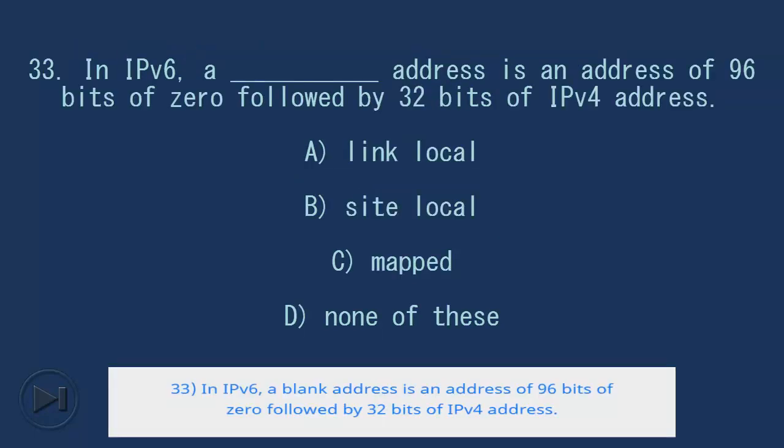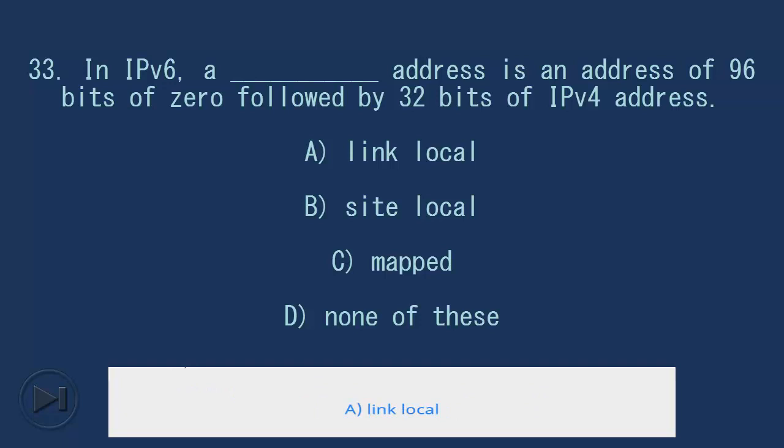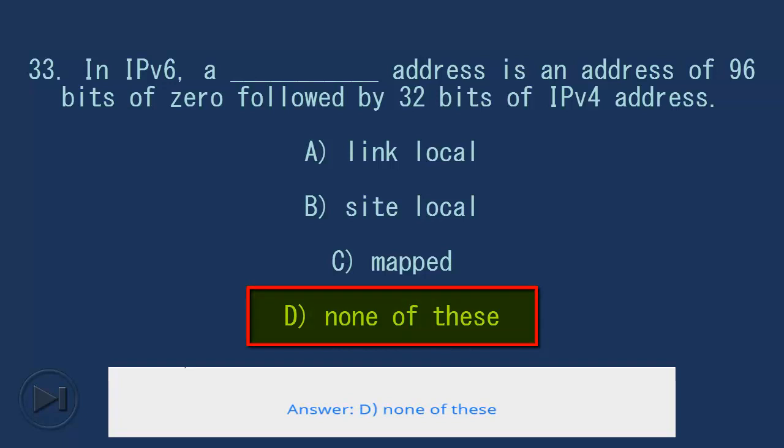33. In IPv6, a blank address is an address of 96 bits of 0 followed by 32 bits of IPv4 address. A, link local. B, site local. C, mapped. D, none of these. Answer, D, none of these.